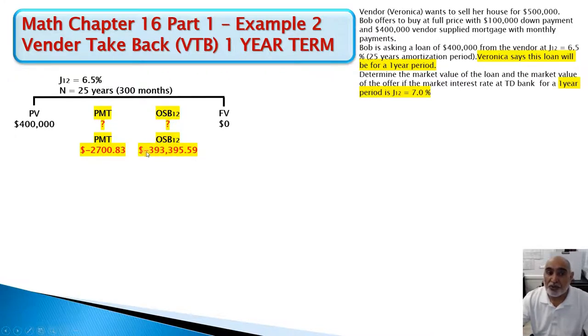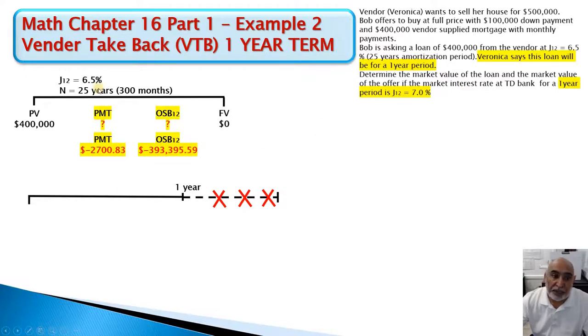Sometimes on the calculator it may not say negative on the 393, but you need to put in a negative value as your OSB. Now we're going to draw another timeline diagram, and we're only going to look for 1 year. We're going to finish this after 1 year. This loan is going to be over in 1 year. So from this diagram here, we get these two pieces of information. We bring that down here, bring that down here, and the interest rate, we bring that over here, and the time period, N is 25 years, but for this diagram, N is only 12.